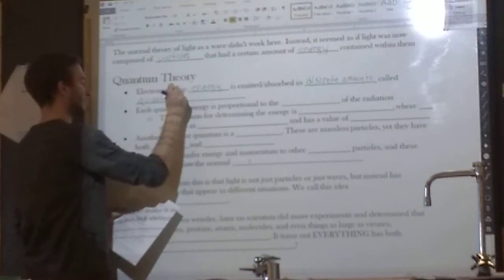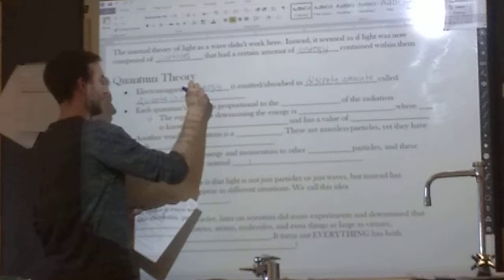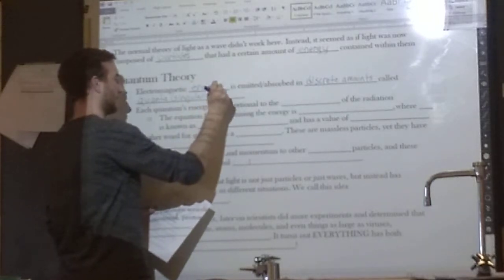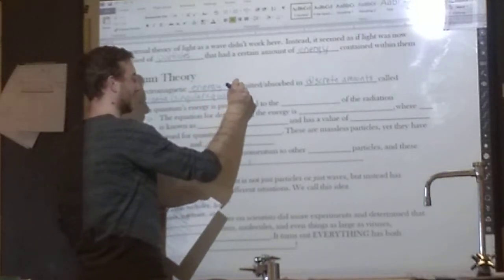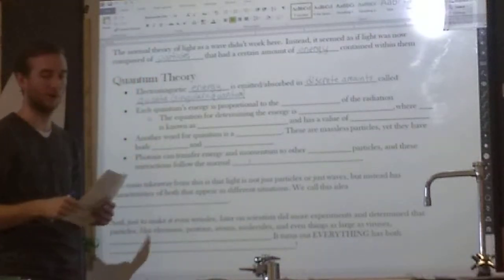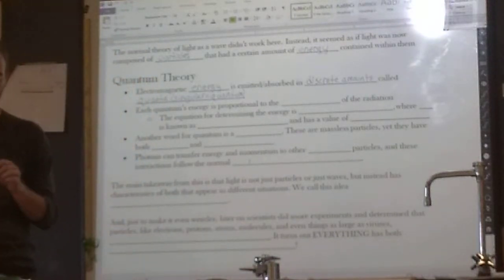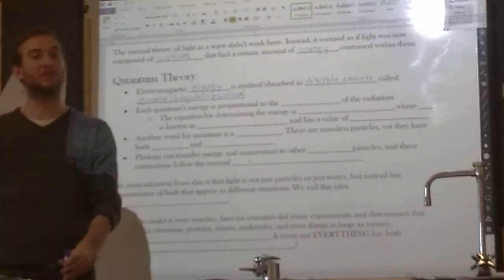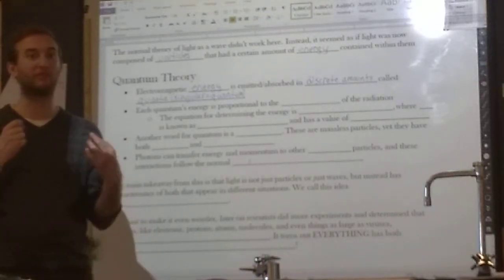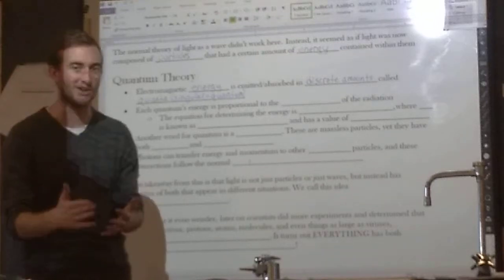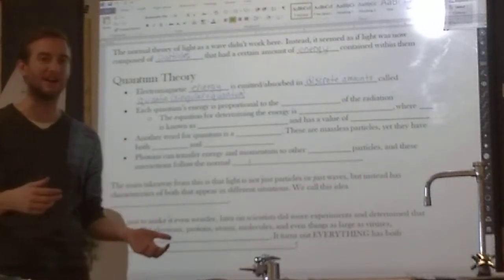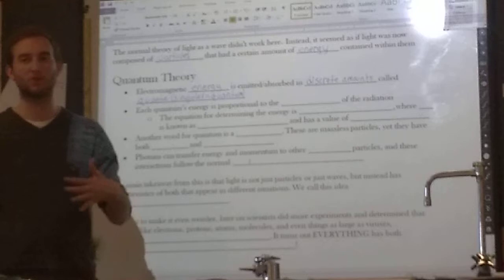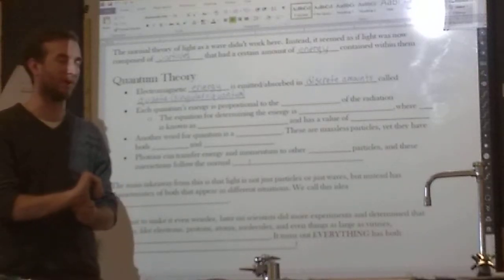Q-U-A-N-T-A. The singular is quantum, which is where quantum physics, quantum mechanics, quantum particle comes from. So all this means the discrete amount, like when we talked about charge coming in discrete amounts. You can't have a fraction of an electron. You can't have 1.3 electrons. You can't have 1.79 electrons. You have to have 1 electron, 2 electrons, 3 electrons, and so on and so forth.